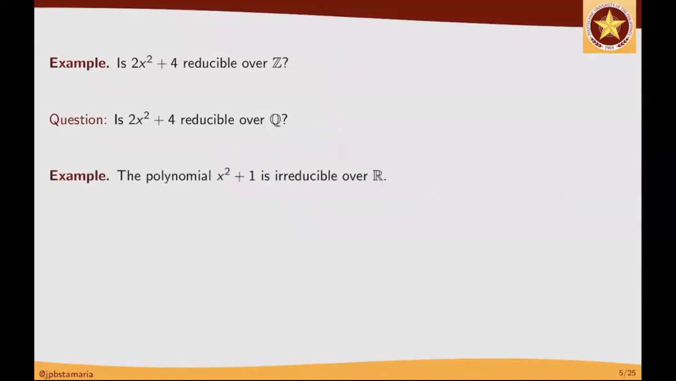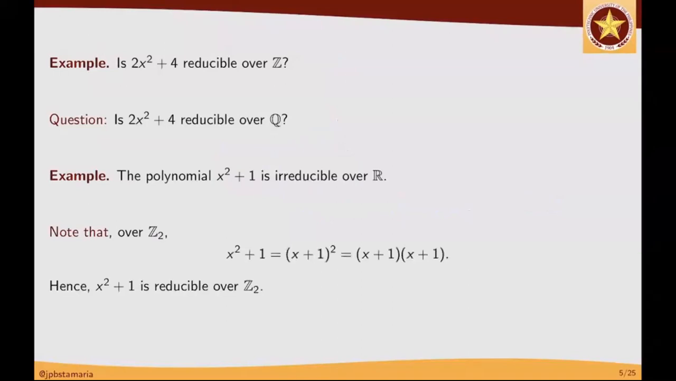Of course, the polynomial x squared plus 1 is napaka-classic na ito. No? This is irreducible over R. Hindi yan na-factor over R. Pero, tignan nyo to. Same polynomial x squared plus 1, na-factor siya over Z sub 2. Kasi sa Z sub 2, ang (x plus 1) squared, take note, diba? x squared plus 2x plus 1 yan. Sa Z sub 2 kasi 0 yan.